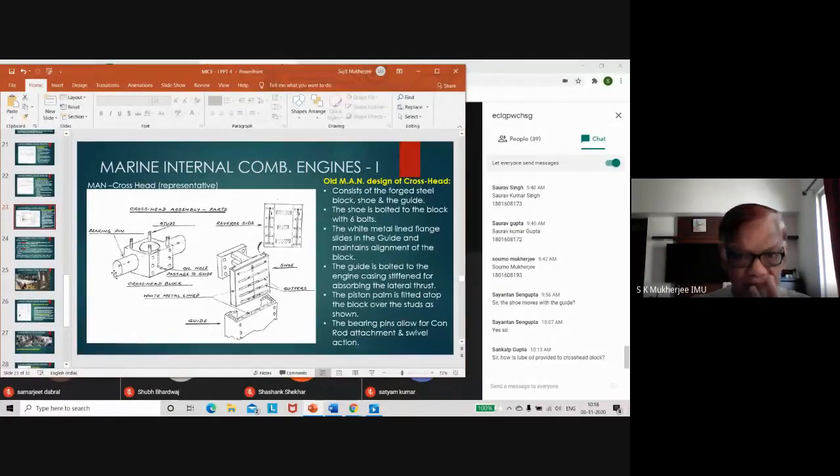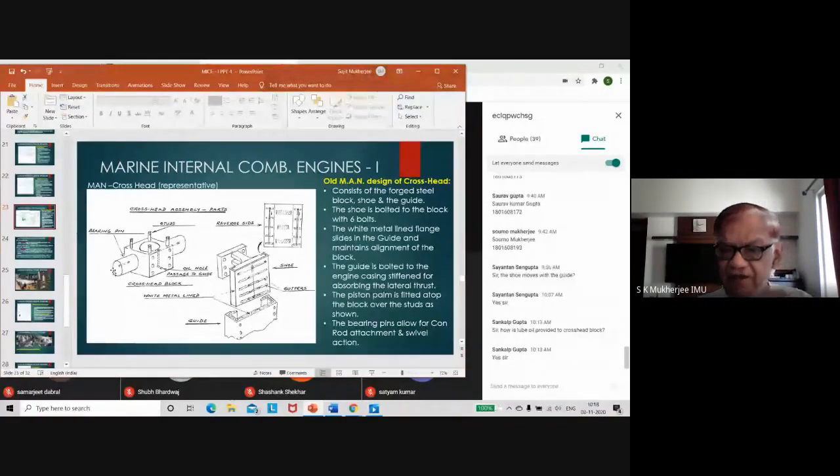So there are two methods of lubrication, but that comes in the lubricating oil chapters. I like your curiosity, that you're keen to know. So I will definitely address your question, but when we learn more about the crosshead lubrication, we will come to that. So any questions on this crosshead?